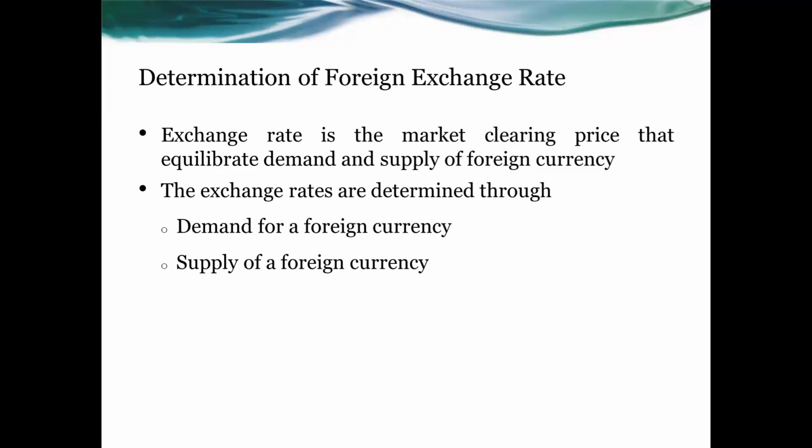Right? Similar concept applied here. Now instead of goods and services, here we have another currency.